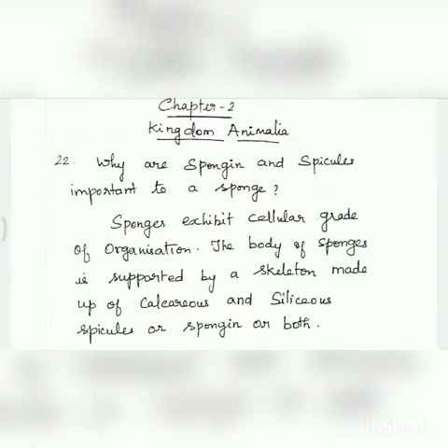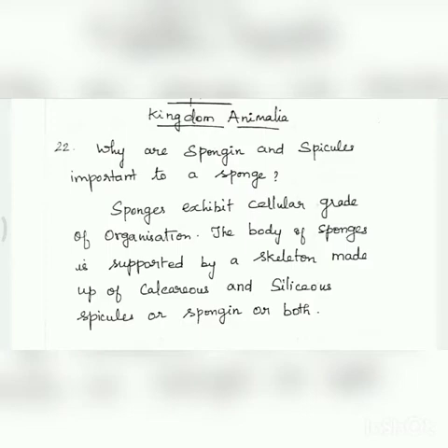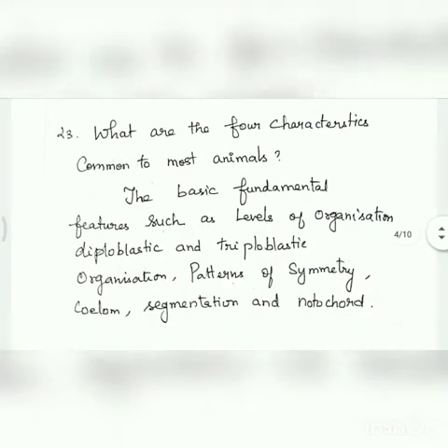Why are spongin and spicules important to a sponge? Sponges exhibit cellular grade of organization. The body of sponges is supported by a skeleton made up of calcareous and siliceous spicules or spongin or both. So why are spongin and spicules important? Because sponges are cellular grade of organization, the body has to be made up of calcareous and siliceous spicules, which give structure to the sponge.